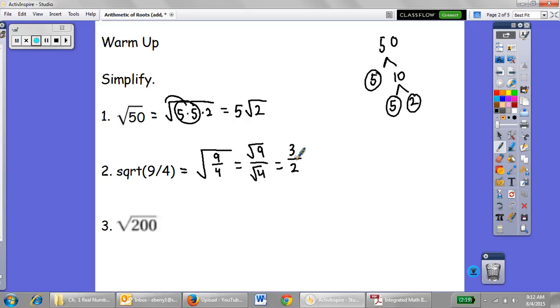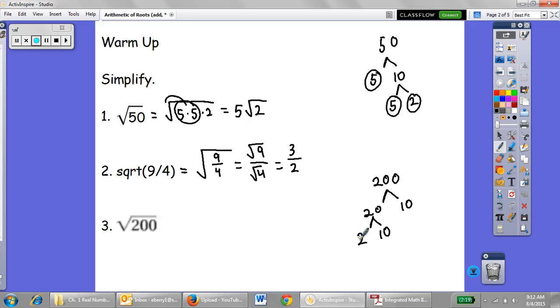And lastly, the square root of 200. So the same as the first one, just a big number. 200 is 20 times 10. And we really can use any factor. We just need to break it down as far as we can. 20 is 2 times 10. And I can keep going further.